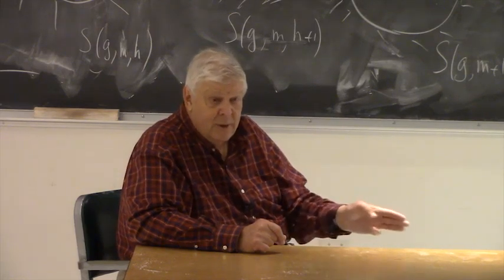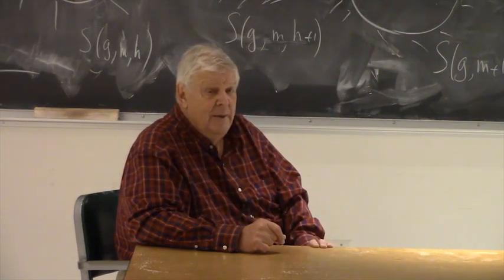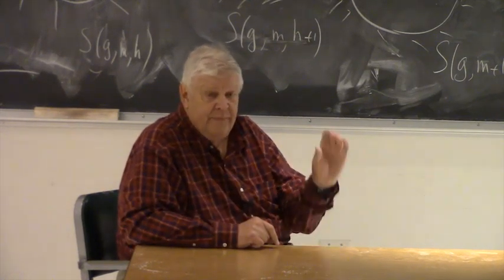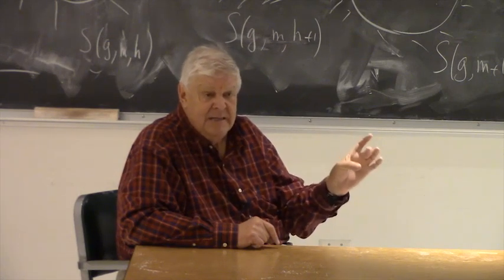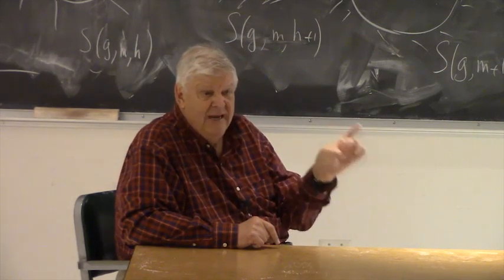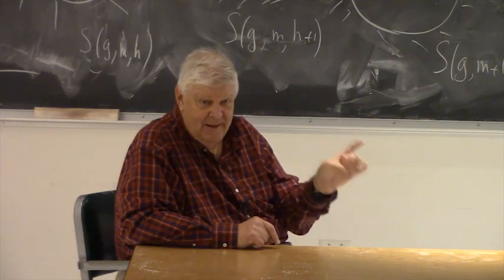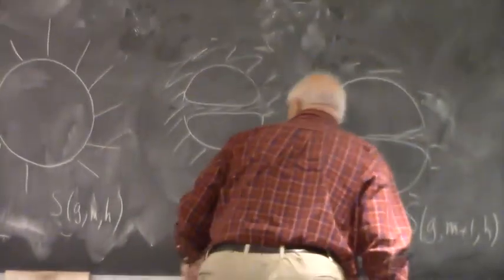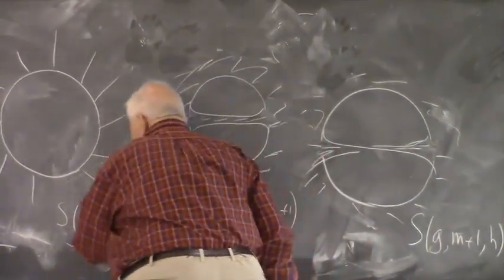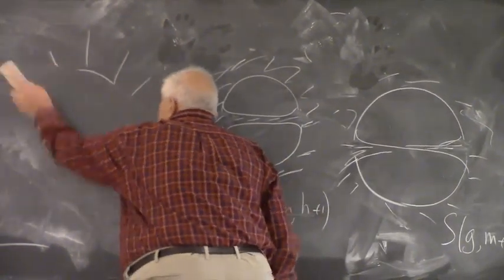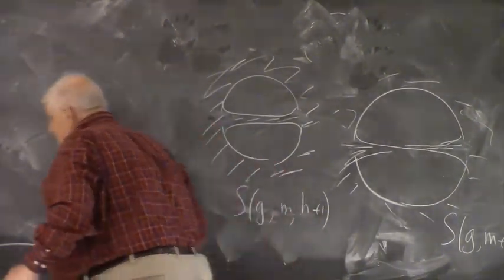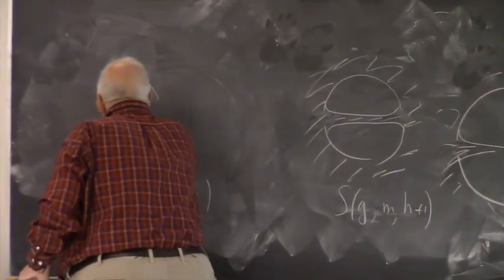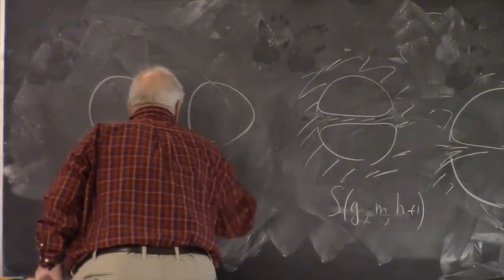Now, the next 2 cases. We attach a handle, this strip of paper, to different components of the boundary of the same component. So, now we assume, again we have a surface S, G, M, H, and we consider two different components of the boundary.